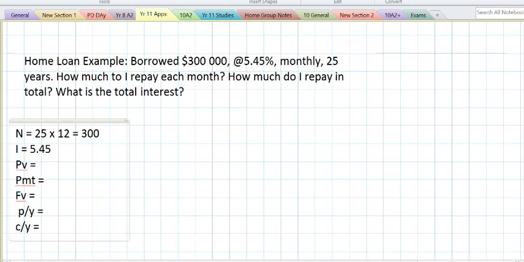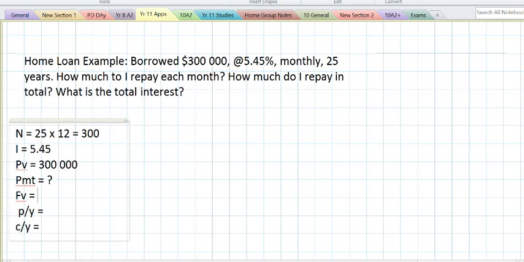Present value, what do we put in there? 300,000. Is it positive or negative? Positive because you borrow. Yeah, positive because you're getting the money. So think about the signs indicating the direction of flow from your point of view. If it's positive, you're getting money, which is a good thing, right? So 300,000 positive. Payments, we don't know. Alright? That's what we're trying to find out, how much I have to repay each month.